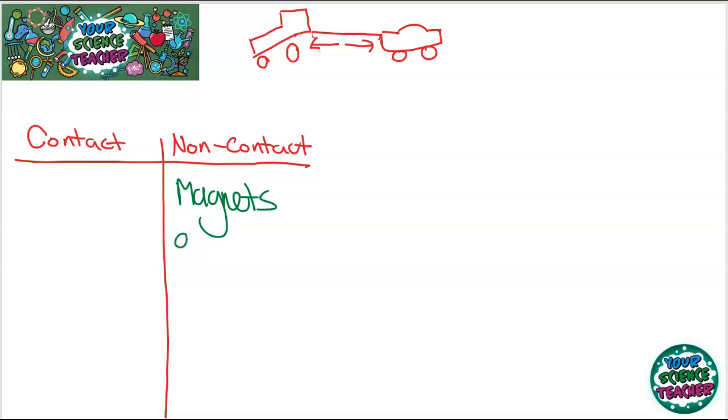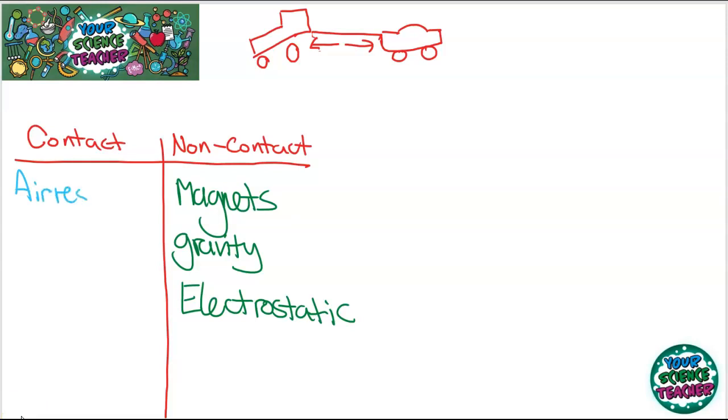Also, non-contact forces, gravity. You can't see gravity, but it's acting on us all the time. It's not touching us, but it's causing a pull on our bodies. Also, we have electrostatic forces as well, which happen inside atoms. The positive and negative charges in the nucleus attracting one another, keeping that atom together. That's electrostatic attraction.